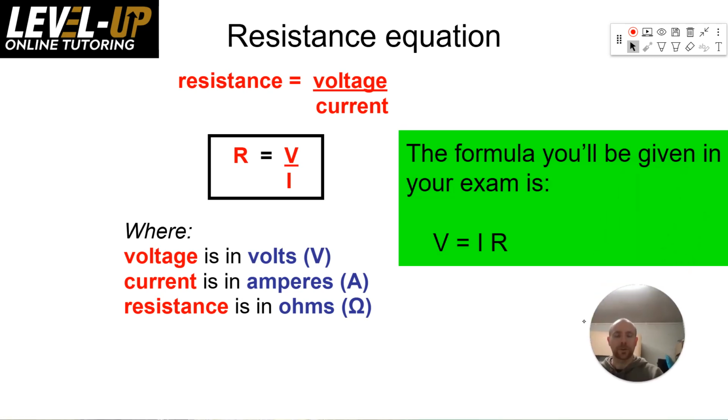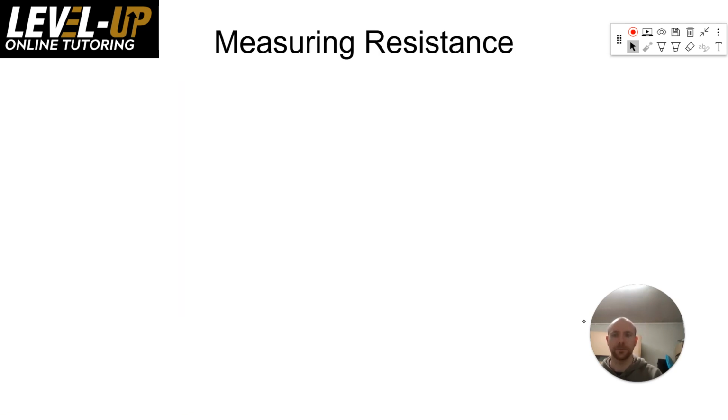This is the formula you'll get given, V equals IR. And as I said, it's not quite the same as Ohm's law. In the next couple of videos, we'll be talking about Ohm's law and why, and we'll be using this formula a lot, but I will mention why it's not quite the same as Ohm's law. This formula is always true, whereas Ohm's law is a specific example.